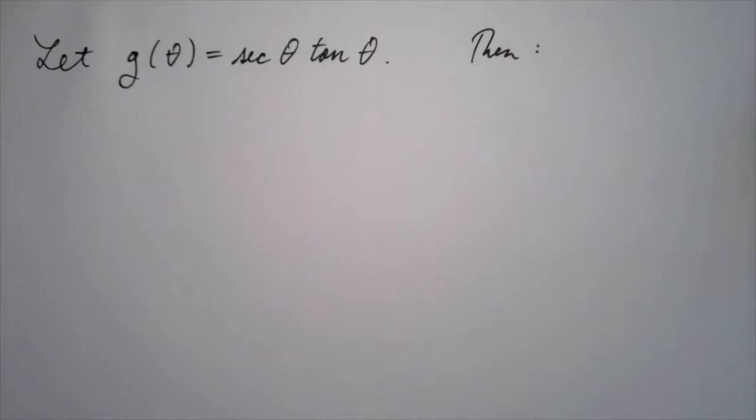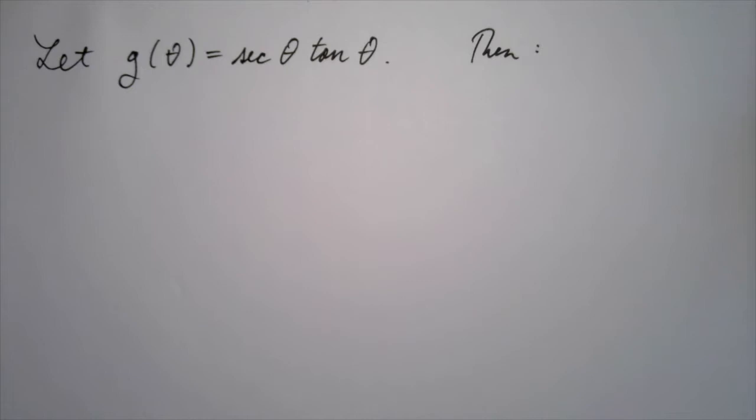We need to compute some more derivatives, and watch out, they're going to get even more complicated, so hang on tight. Let's take the derivative of secant theta times tangent of theta. Now for this function, we're thinking of it as a function of theta. The input variable is theta. That's the independent variable. We're calling the output the function g. So g of theta depends on theta.